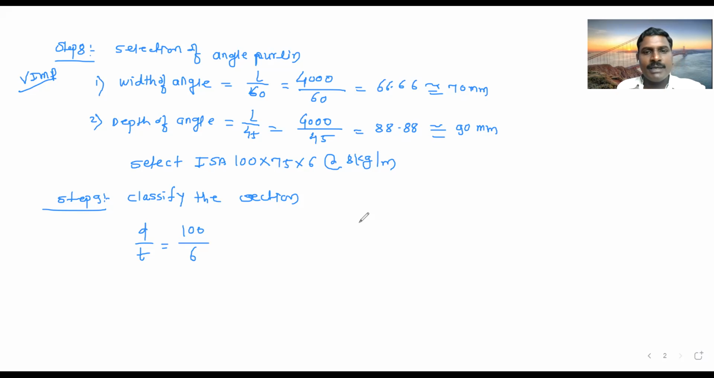So same D by T. D by T less than 9.4. Then D by T less than 10.5 and D by T greater than 15. Sorry, less than 15. So like this we have to take. Please correct this in the procedure also.